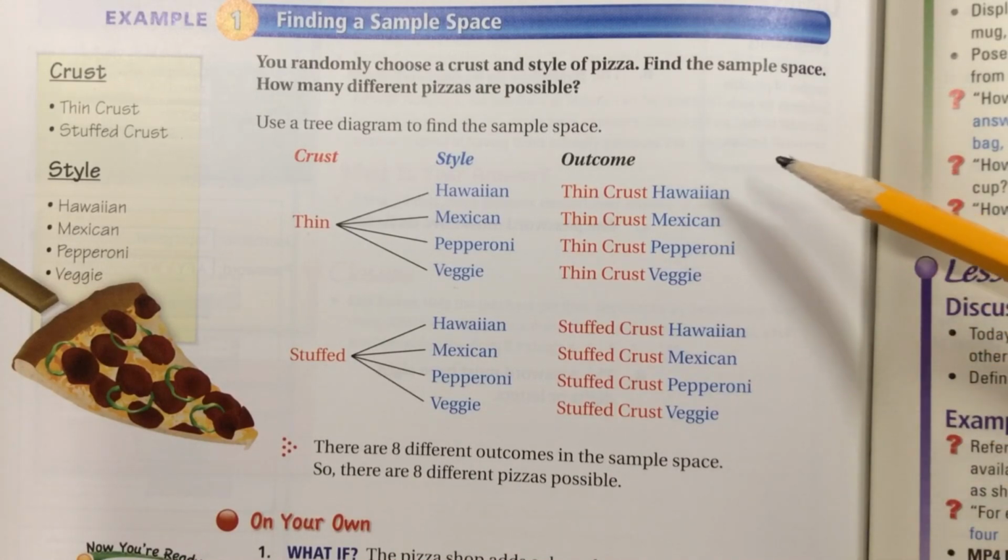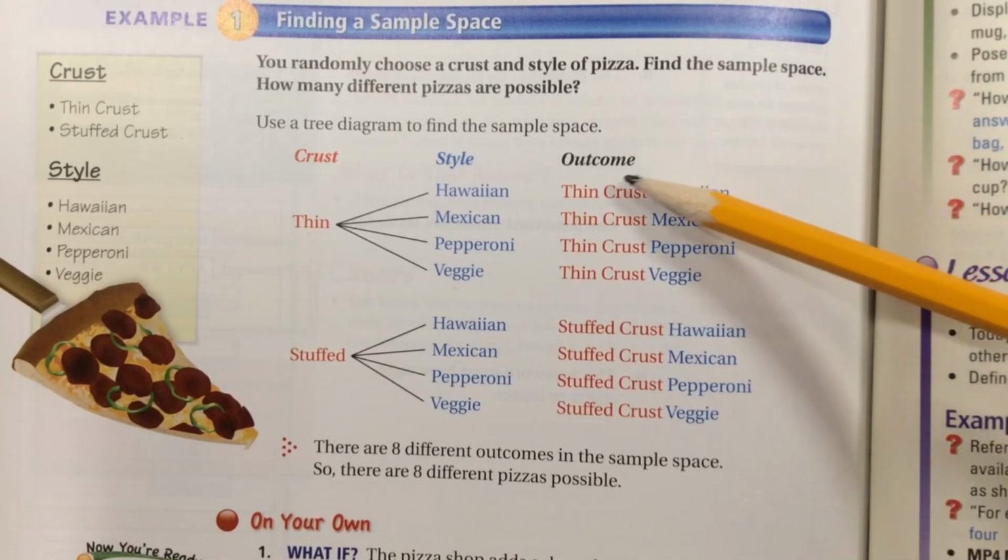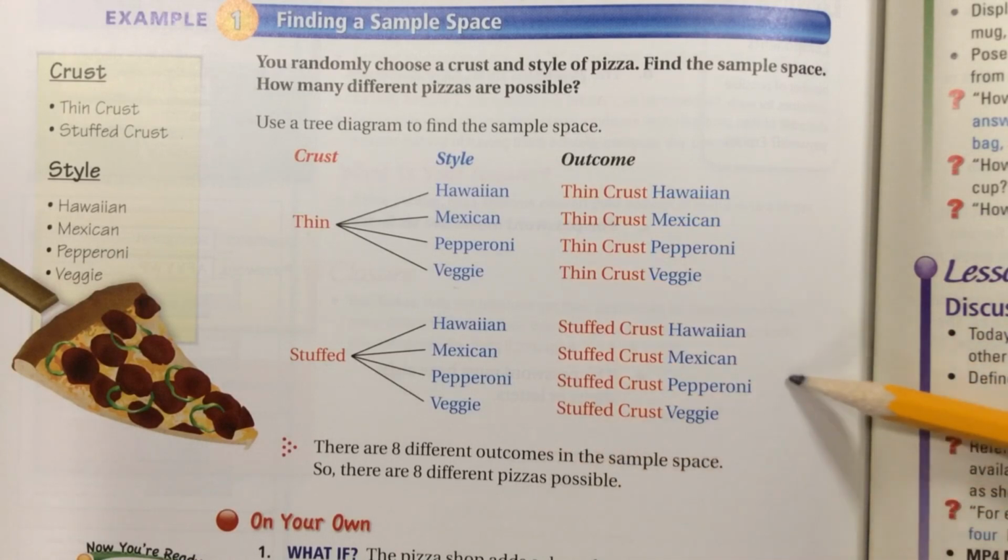Now, the nice thing about a tree diagram is it does list out all of the possibilities. But more times than not, we don't want a big list of all the possibilities. We just want to know how many possibilities there are, because that, remember, is what goes in the denominator of our probability. How many possible outcomes there are.